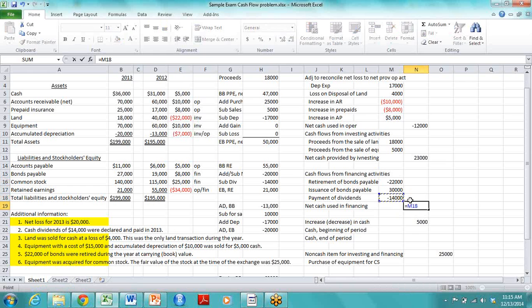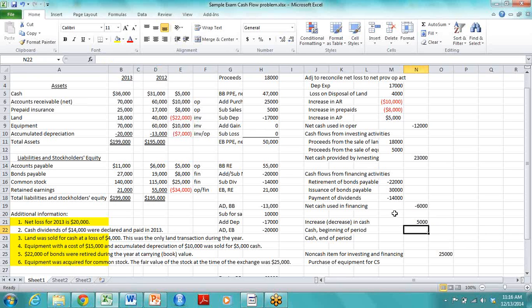And we're going to sum these up. This plus this plus this. And we have a negative 6,000 as a cash outflow. What we want to do now is add the three activities: our negative 12,000, our 23,000, our negative 6,000, and we want it to be equal to this change in cash. So we're going to take the sum of these three items, and it equals $5,000, which is the net change in cash, or net increase in cash.